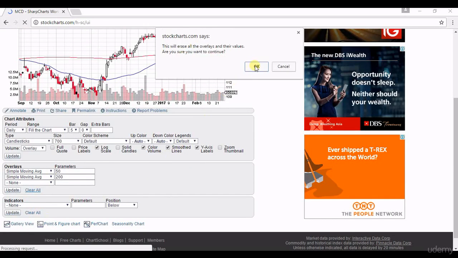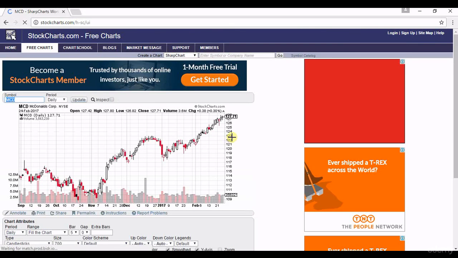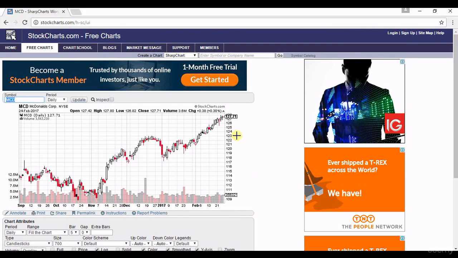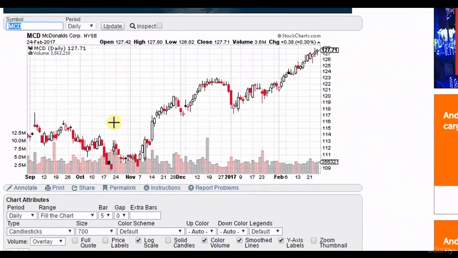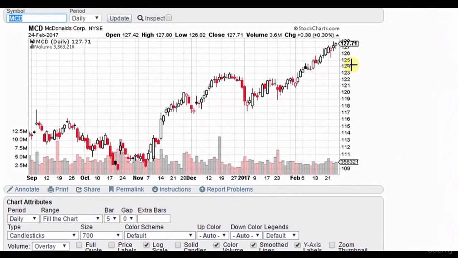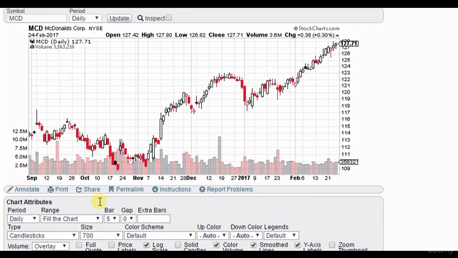In the next few lessons, we'll get into how to read them. But for now, let me just take it away so that it is much easier for you to view the chart. Okay, so you can see that this is a candlestick chart of McDonald's. And if you want to change, you can go over here to type and you can choose. For me personally, my preference is to use candlesticks, because using candlestick charts, you can also use candlestick patterns to help you get more information. I'll touch on candlestick patterns in the future.